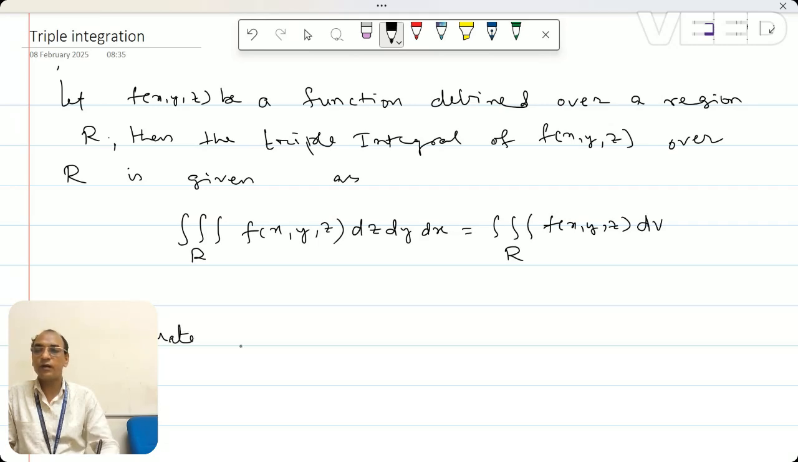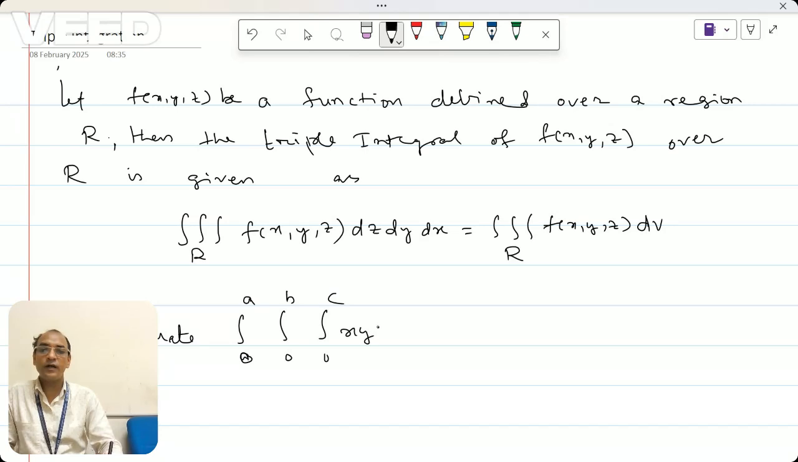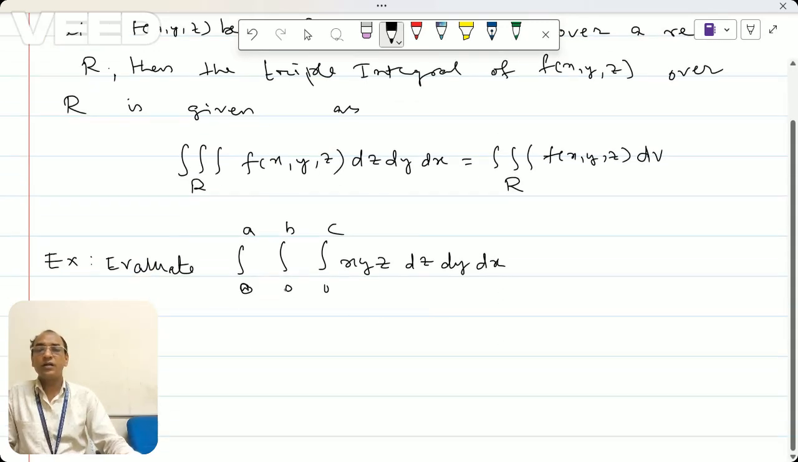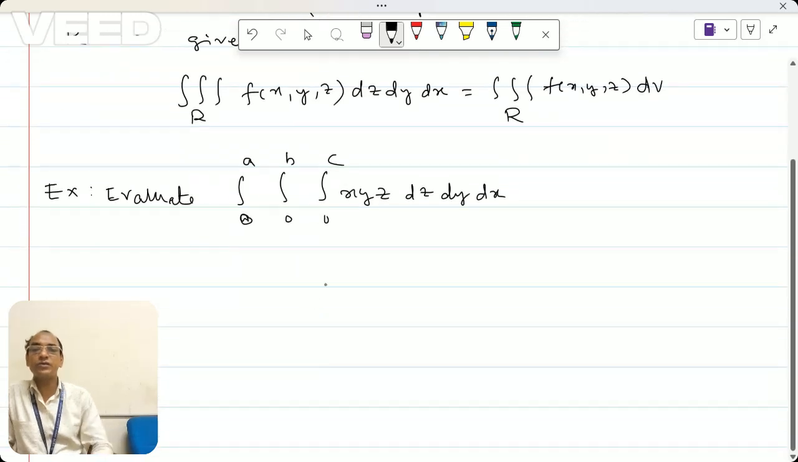Evaluate integration over 0 to a, integration over 0 to b, integration over 0 to c, xyz, and then dz dy dx. So here we can see that the integral limits are 0 to a, 0 to b, 0 to c, where a, b, c are constants. So we can integrate this one somehow easily.